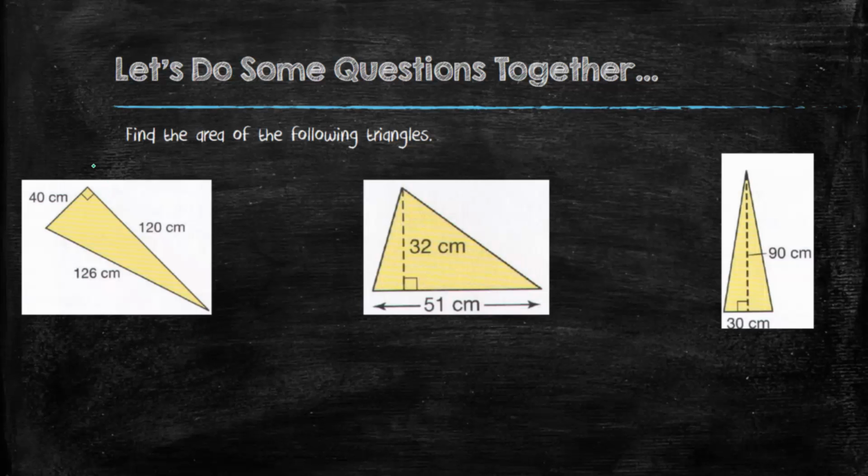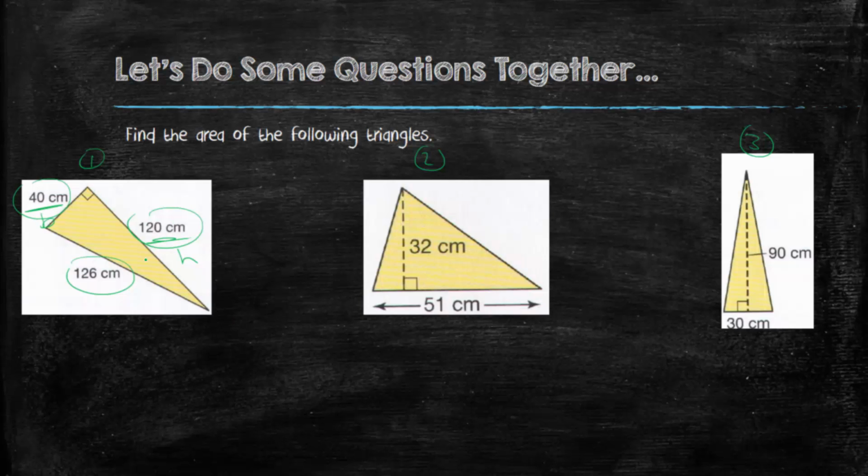Okay, so let's have a look. We've got three triangles here, right? Triangle 1, triangle 2, triangle 3. Let's see if we could figure out the area of each triangle. Okay, so we need to find out the base and we need to find out the height. Here we've got three numbers, so let's not be confused. We need to figure out what the base is and what the height is. Well, I could tell you that this is the base and this is the height. How do I know that?